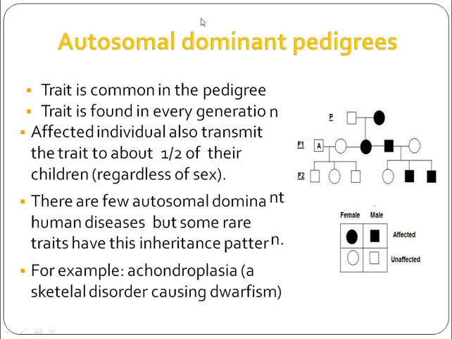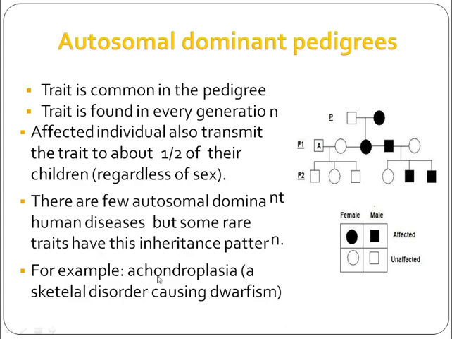Now, the autosomal dominant pedigree. This trait is common in the pedigree. The trait is found in every generation since it is the dominant allele of the gene. The dominant allele will express whether it is in a heterozygous or homozygous condition. Therefore, this trait is very common in the pedigree. Affected individuals also transmit the trait to about half of their children, regardless of sex, because it is present on an autosomal chromosome. There are few autosomal dominant human diseases, but some rare traits have this inheritance pattern.